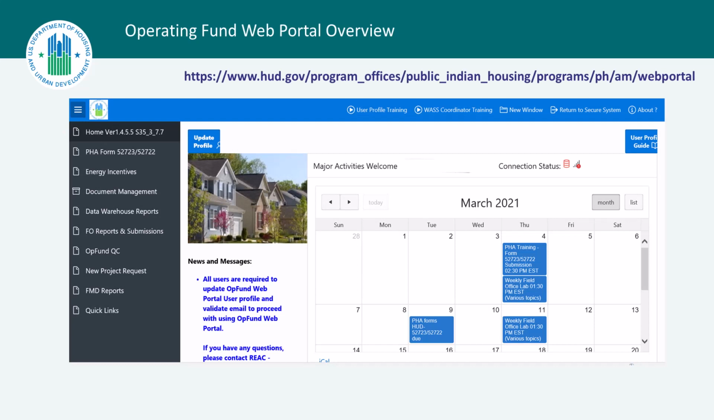The Operating Fund web portal is used for many operating subsidy processes. Ensuring appropriate levels of access are maintained for PHA staff is critical for PHAs to meet deadlines and receive timely and accurate funding. Guidance on how to obtain and maintain access can be found on the Operating Fund portal webpage at the URL listed on this slide.